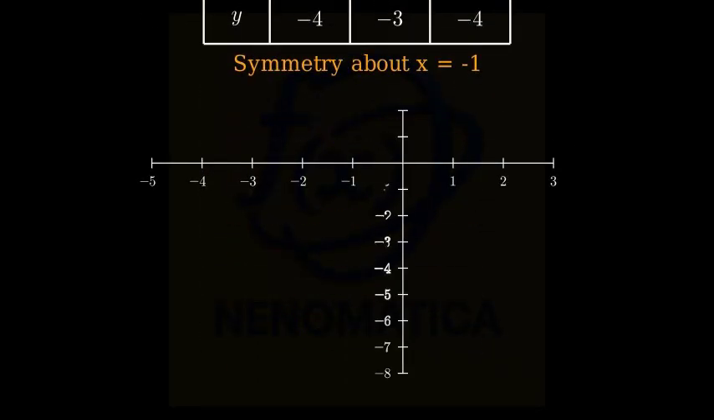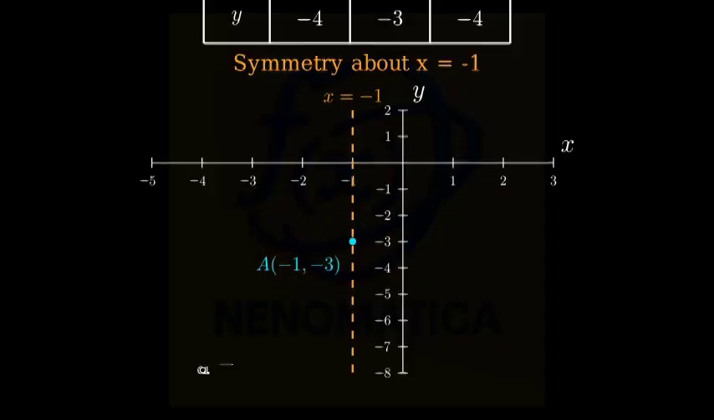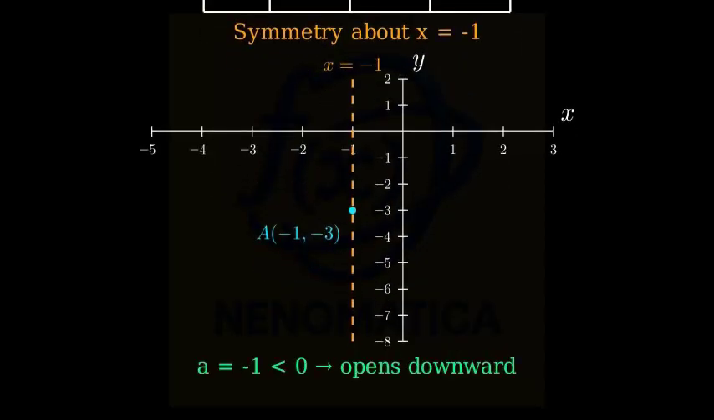Step 3. Identify the axis of symmetry and the opening direction. The axis is the vertical line x equals negative 1. We'll draw it as a dashed line through the vertex. Since a equals negative 1, which is less than 0, the parabola opens downward, making the vertex a maximum point.